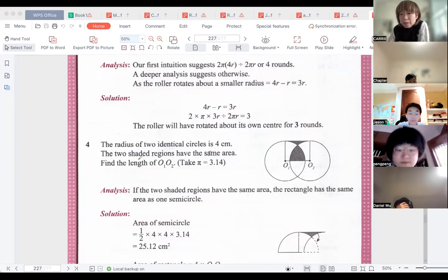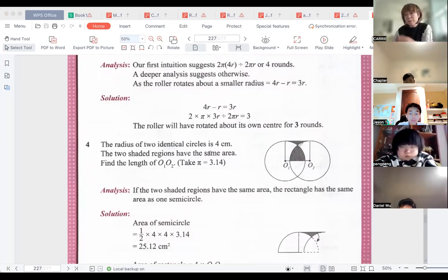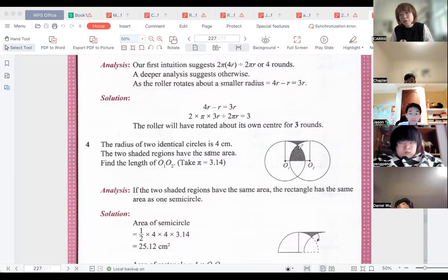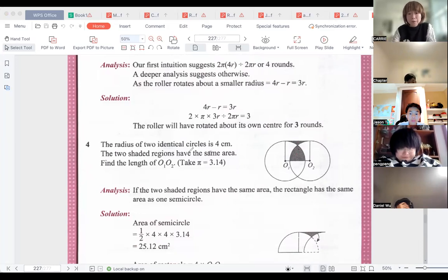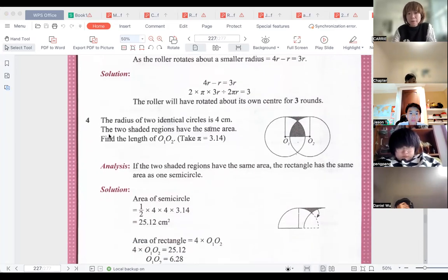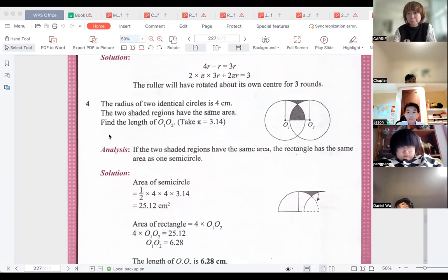And we also know that this drawing must be not true to the real thing, right? Because 你看这个看起来很小，对不对？Chapter 这个看起来很大，对不对？It's impossible they're the same, but I know it must be the same, but the circle is not true to the real measurement. Okay, so let's take a look at the analysis. If the 2 shaded regions have the same area, the rectangle has the same area as 1 semicircle. Okay, do you understand this part?